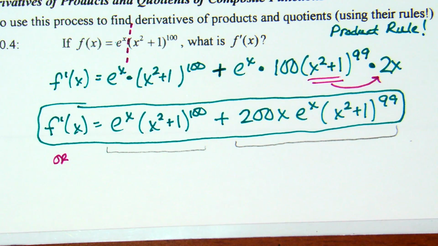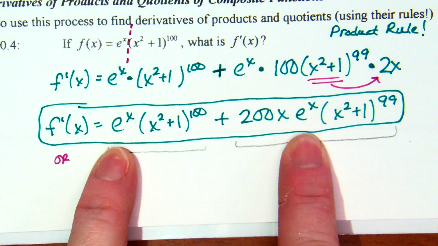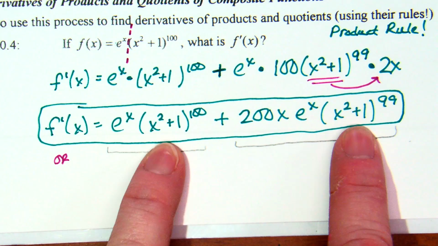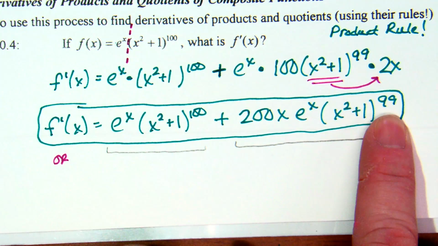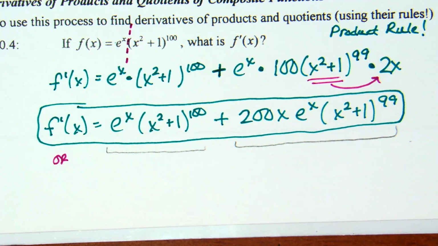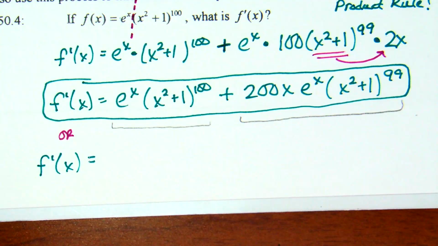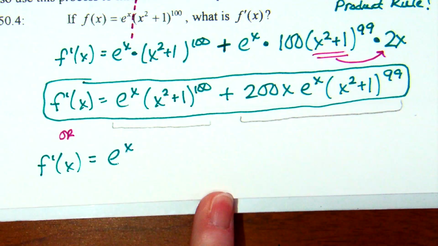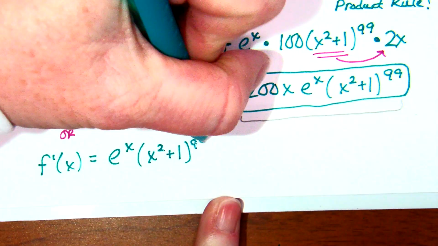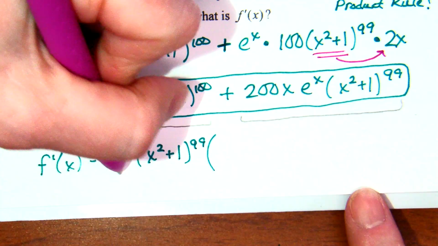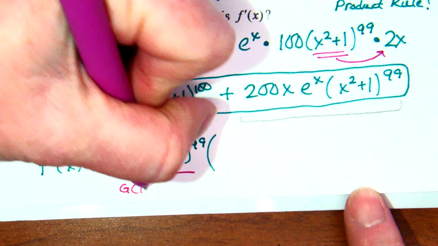Okay. They both have an e to the x. They both have x squared plus 1. How many x squared plus 1s do they have in common? They both have 99, yes? This one's going to have 1 left over here. And so, a way we can write this is we can factor out those GCFs. So, e to the x is a GCF, and (x squared plus 1) to the 99th, because that's all that's in common. Okay, so those are GCFs, if that helps there.